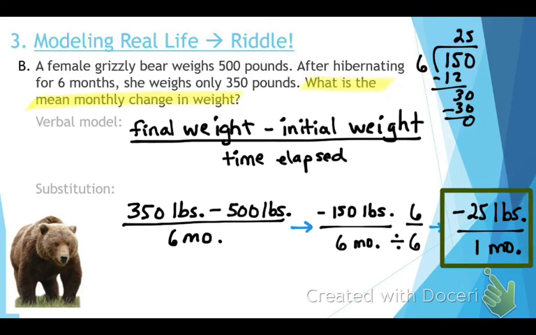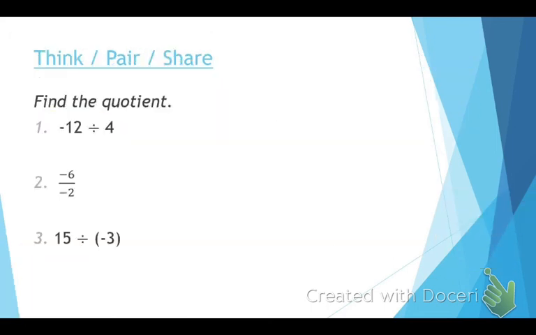So what does that mean, negative 25 pounds? She lost 25 pounds. She lost 25 pounds every single month for 6 months. Okay? So that's how you do a problem like that. We are going to do another review problem like that tomorrow, but there will be a problem just like this on your quiz on Friday.